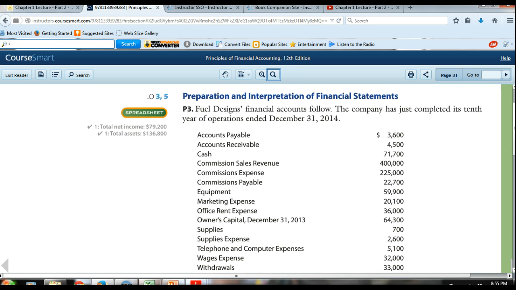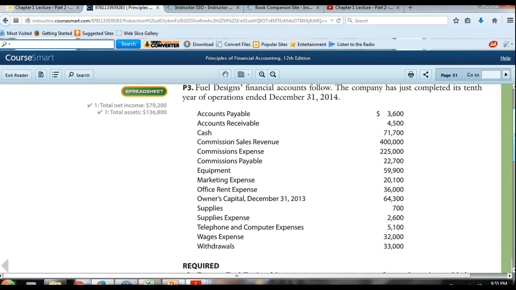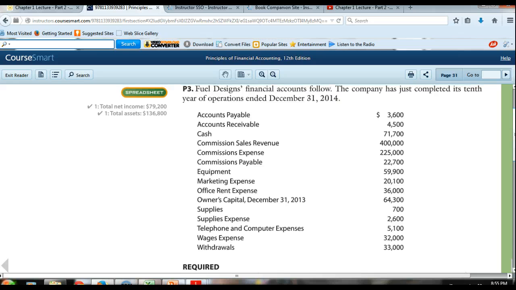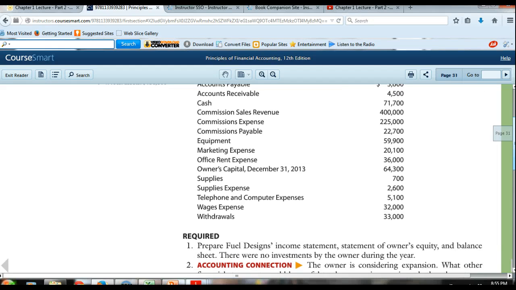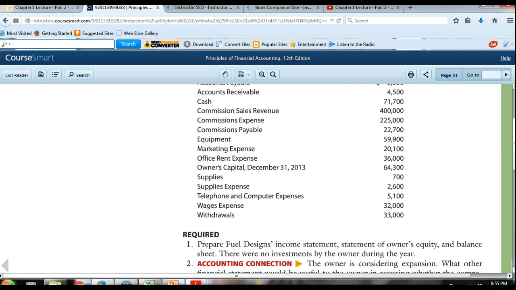Fuel Design's financial account follows. The company's just completed its 10th year of operations, ended December 31st, 2014. Guys, it gives us all these accounts. Our job is to prepare the income statement, the statement of owner's equity, and the balance sheet. It's telling us there are no investments by the owner during the period. So we don't have to add anything here. Make sense?